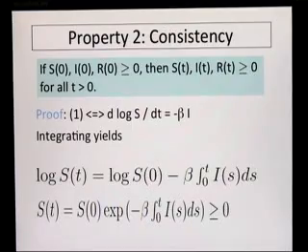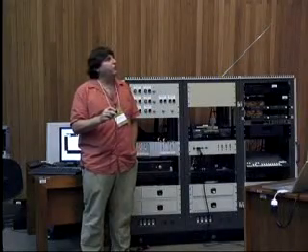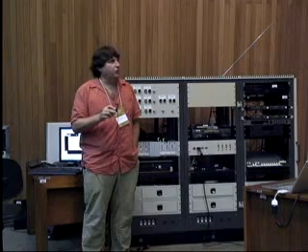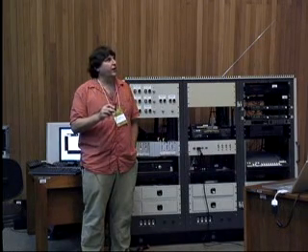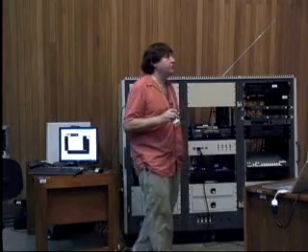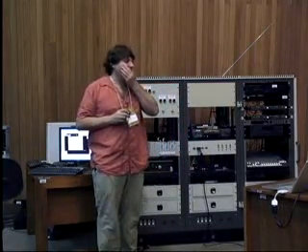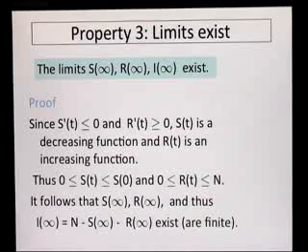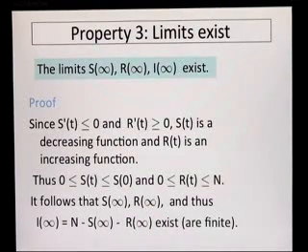Okay? The same thing for r of t, and then you use the fact that the total population size is conserved, so that I of t is equal to the total population minus s of t minus r of t. Okay, so that's a very simple proof of consistency. Next property. The limits as t goes to infinity of s of t, r of t, and I of t exist. So there's no oscillation.